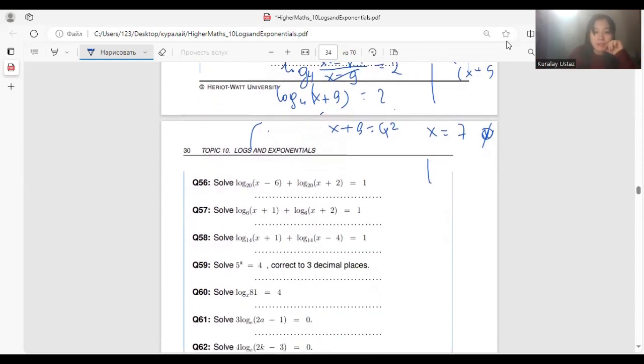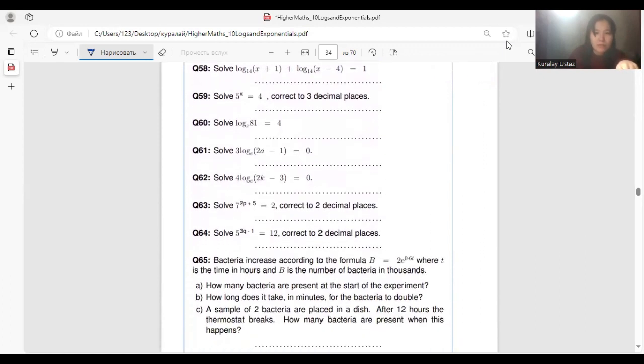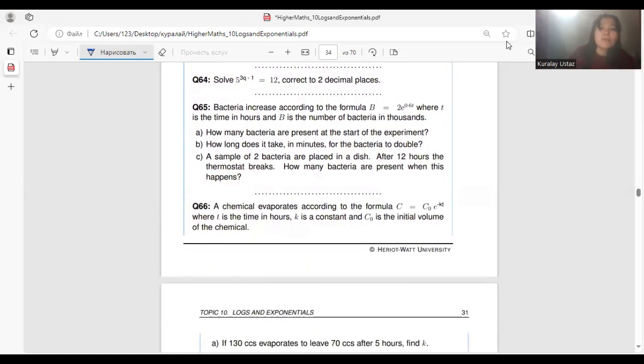Okay, let's continue. So 57, there are also equations. Let's continue. But what about this one, text? Here, I think a similar task was in the lecture. So a law is given, the law of increasing bacteria is given. And now they ask to find how many bacteria were at the start of the experiment.